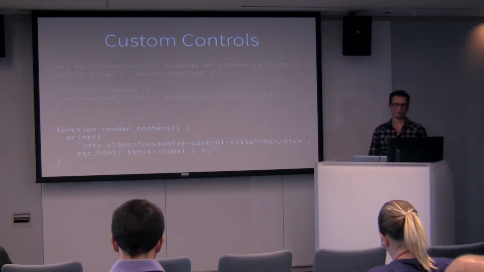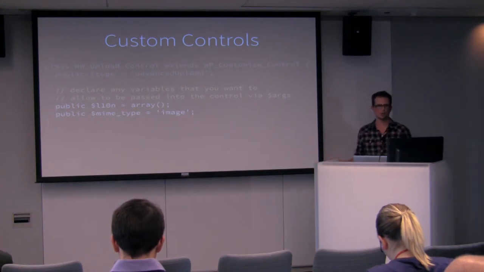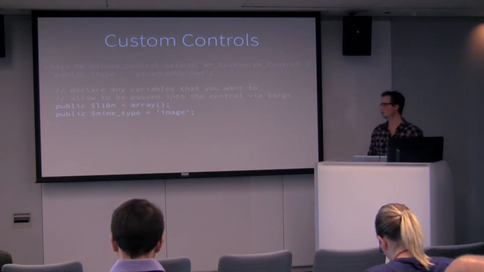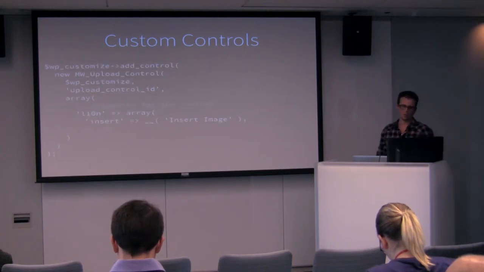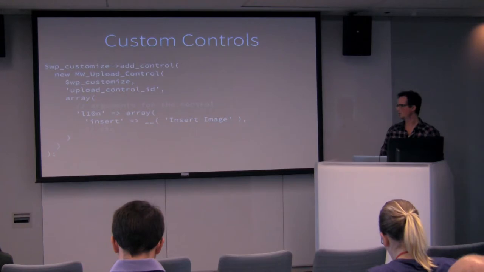Also, in this class, when you're extending the customize control, declare any variables that you want to be able to be passed in. There was always that final args array that gets passed into the control. So if you want any extra arguments to be taken, they need to be declared right in the class for them to be applied. And then, just like I showed with the color control earlier, you instantiate a new one, pass the WP customize, give it an ID, and then pass in the arguments. And that's how you do that.